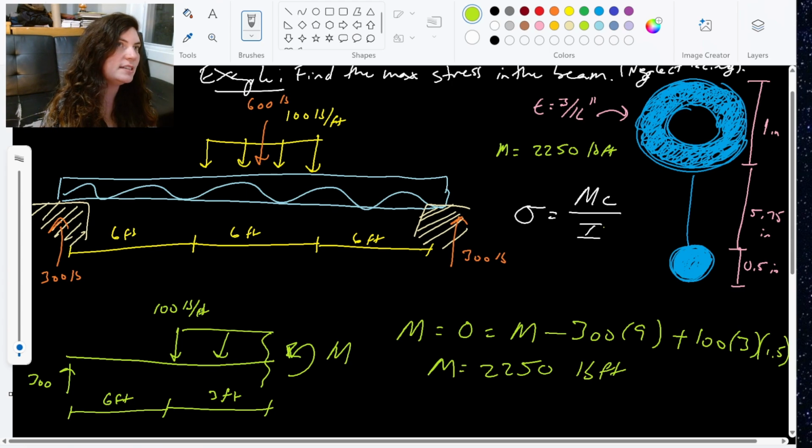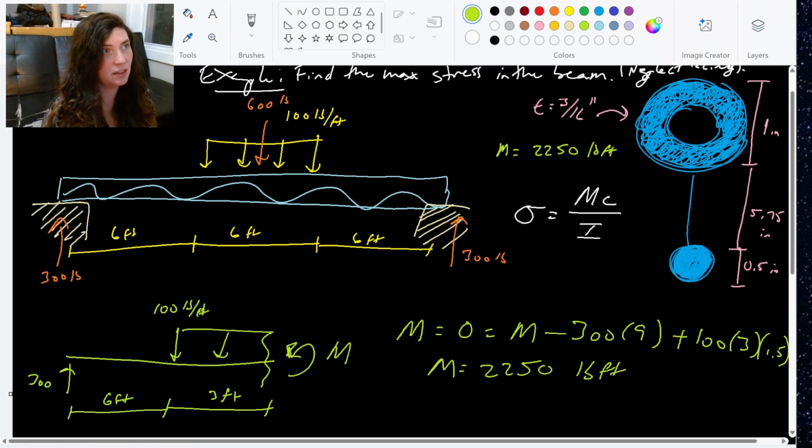But we come to this C value. And normally our C value is pretty straightforward. It's just the distance from the centroid to the outer edge. But in this case, we have this tube and this rod. We're not given where the centroid is. We're going to have to find where that centroid is.